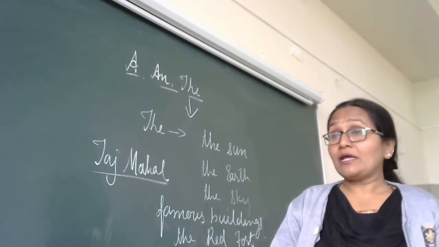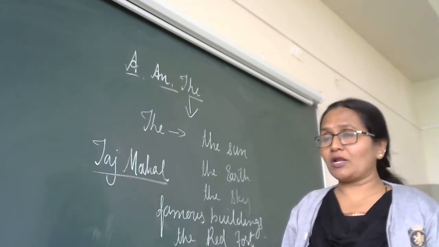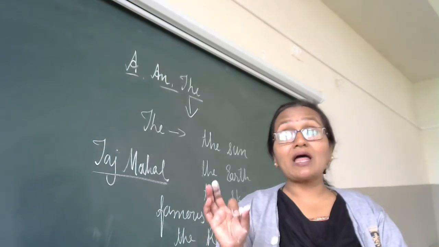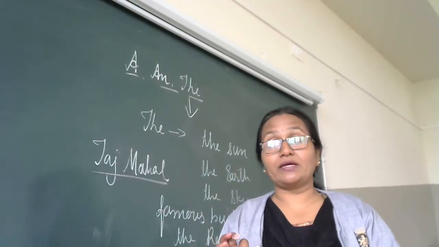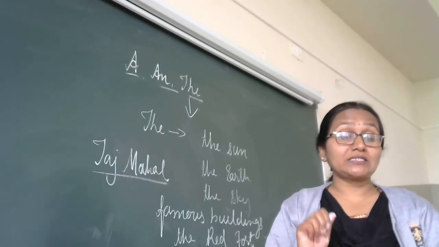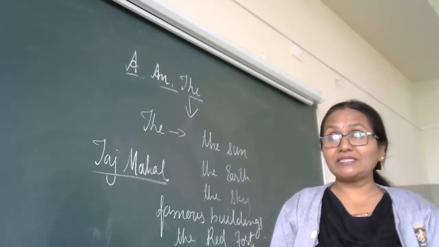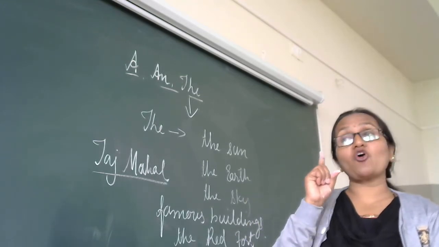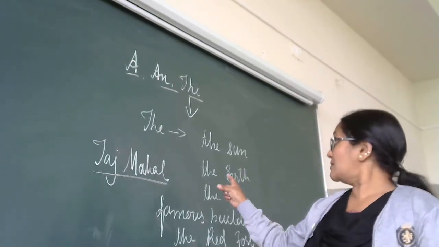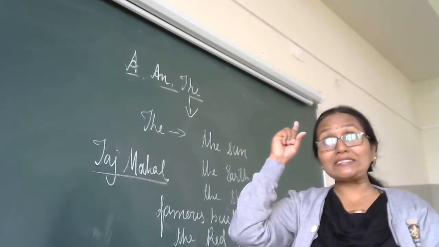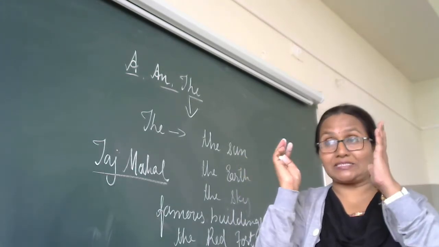So remember, A and you are familiar, you know those things. But we use the when the noun is specific. For example, as I said, we use the when there is only one thing of its kind. The sun, the earth, the sky. There is only one earth we are having, one sun we are having. It's one of its kind.